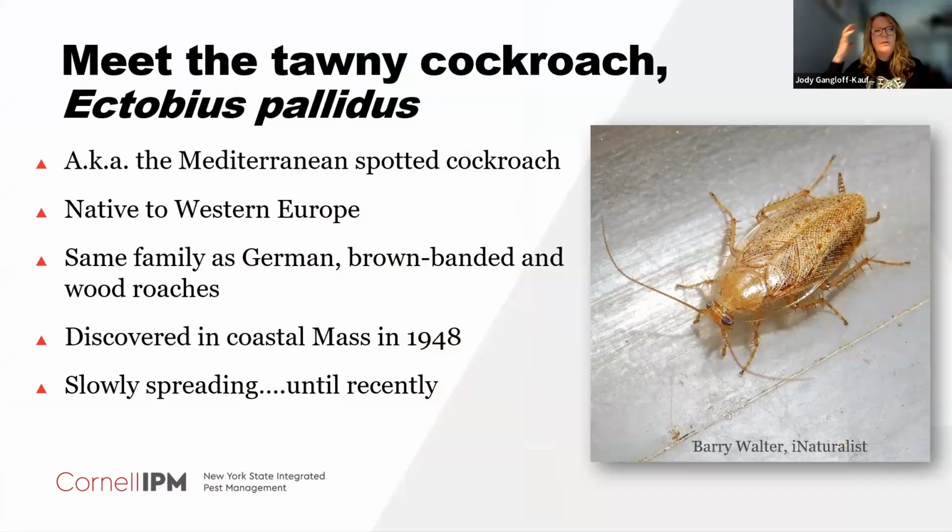It's native to Western Europe and mostly the coastal areas, but as far north as Germany, as far south as North Africa. It's in the same family as German and brown-banded roaches, which we just heard about, and also Pennsylvania wood roach. It's in that same group. And it acts like a Pennsylvania wood roach, to be honest. It was discovered in coastal Massachusetts in 1948. It's like 75, 76 years ago. And it slowly spread, but recently we've seen an increase in numbers, an increase in sightings, and something's going on.